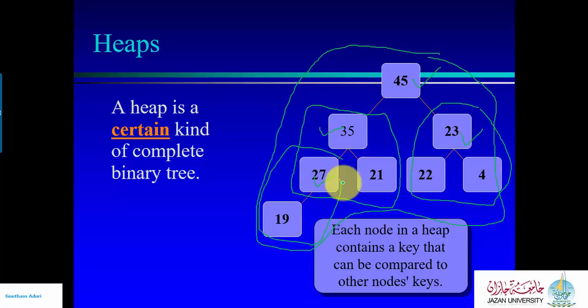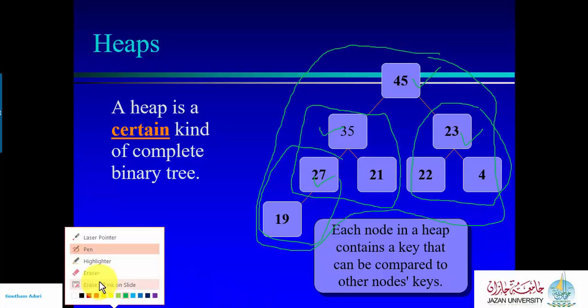It should satisfy two conditions. One is it should be a complete binary tree, and it should satisfy the max heap property. The max heap property is nothing but the parent node should be greater than its left child or than its children. So that's what the heap property is. Let me just erase.